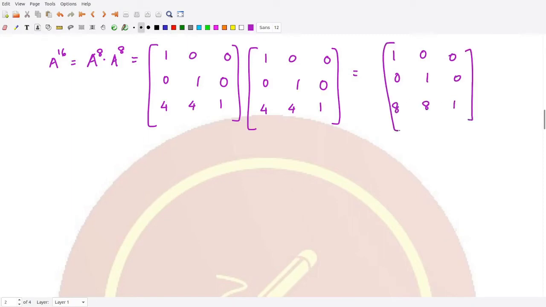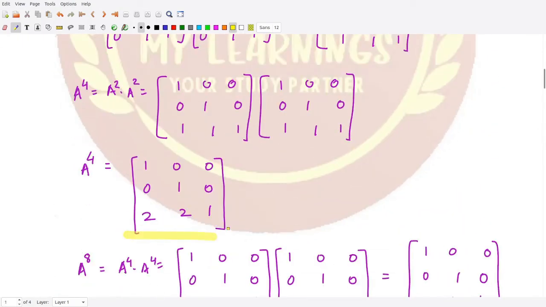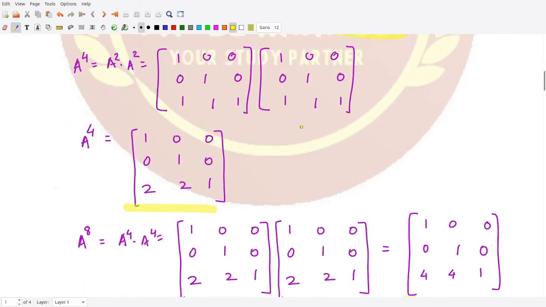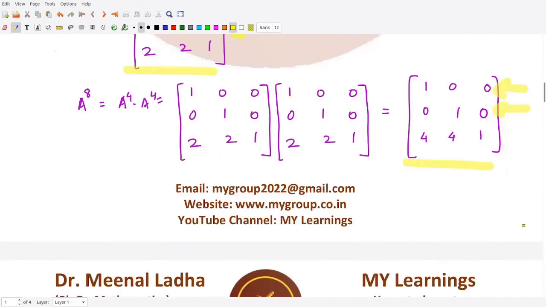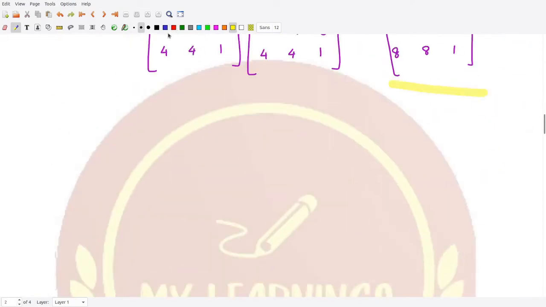Now you could look at your matrices until now. This is your A to the power 16 matrix, this is A to the power 8, this is A to the power 4, and this is A to the power 2. In A to the power 2 you have the last row as 1 1 1, and in all the other matrices you can see the first row and the second row are exactly the same in each matrix. So that means in A to the power 100 also these two rows would be the same. What we are doing here is just generalizing our results.